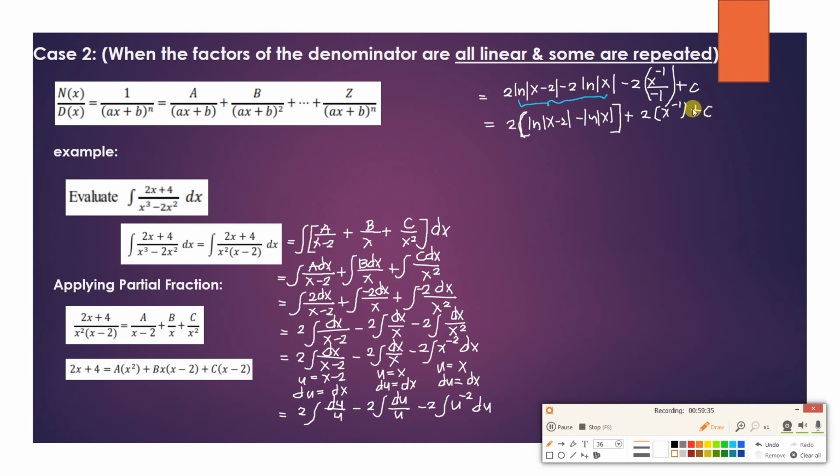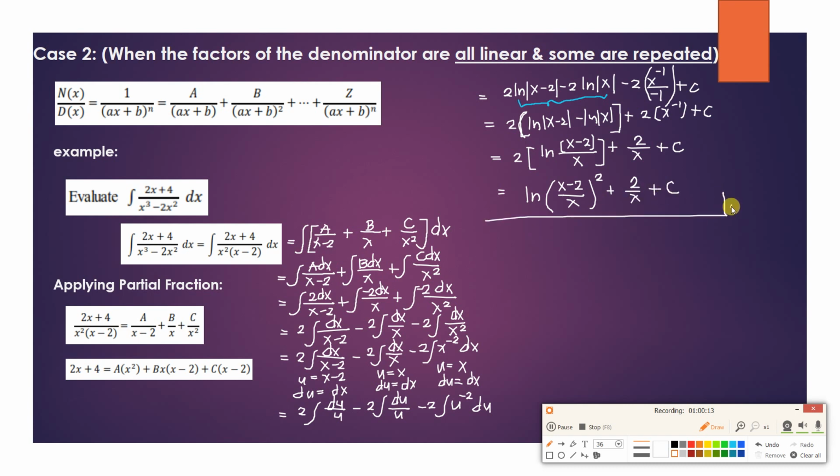Tapos yung negative 1, siyempre exponent, ililipat natin sa baba. So we have 2. We have ln, subtraction magiging division. Kasi ito magiging 2 over x plus c. Okay, so we can put 2 as an exponent. X minus 2 over x raised to 2 plus 2 over x plus c. Okay, so that will be our final answer.